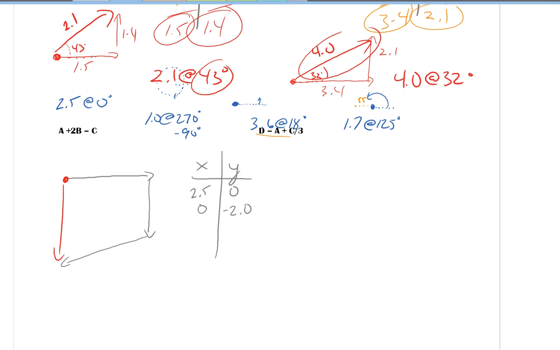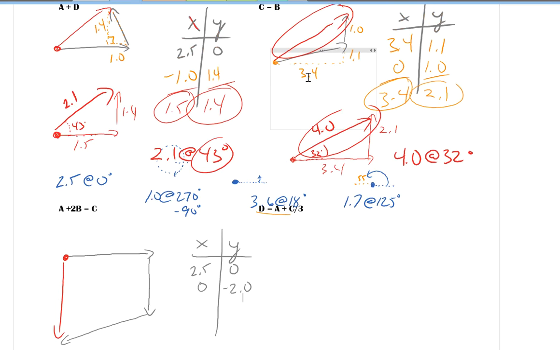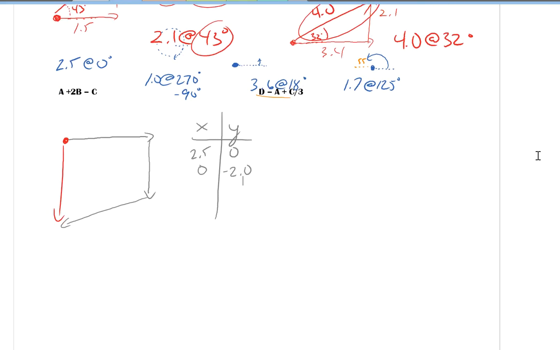Now, I broke C apart in the previous question. So if I check, the components were 3.4 and 1.1, and that should be the same, except now going the opposite way. So this will be 3.4, and this should be 1.1. It's the exact same triangle we had before, so I can just move the numbers over because I know they're going to be the same.